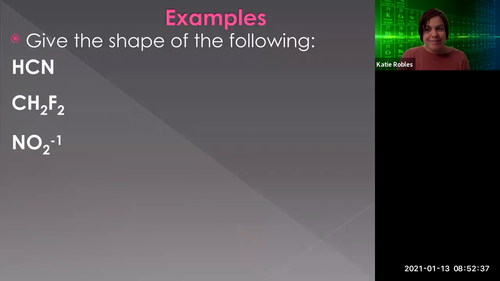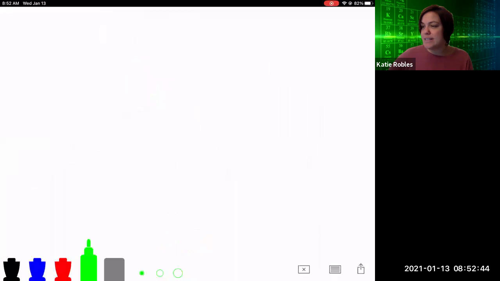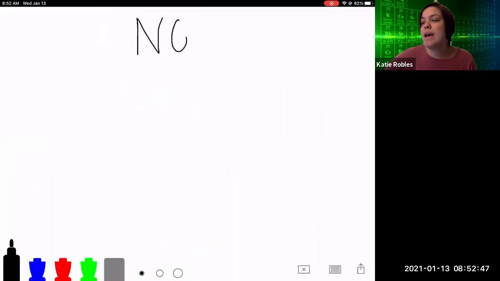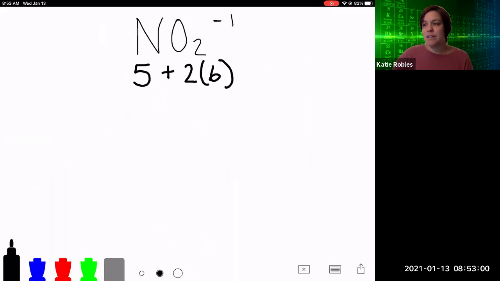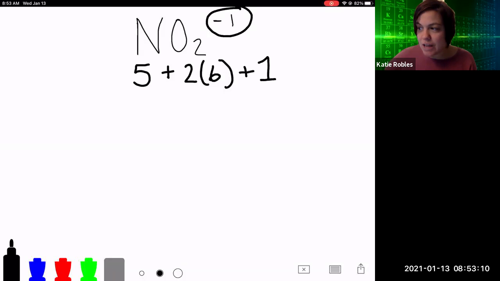This is a fun one. NO2 with a -1 charge. So that is a polyatomic ion. NO2 with a -1 charge, right? We get 5 electrons from the nitrogen, plus we get 2 times 6 from the oxygen, which is going to give us 12, plus we've got this. That -1 tells me that I have an extra electron in my bank. Don't forget it. The -1 is really important. So I get 12 plus 6 is 18 electrons.